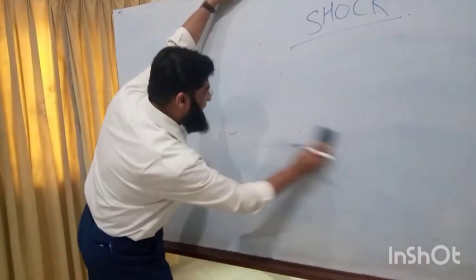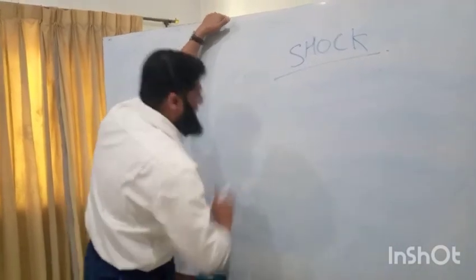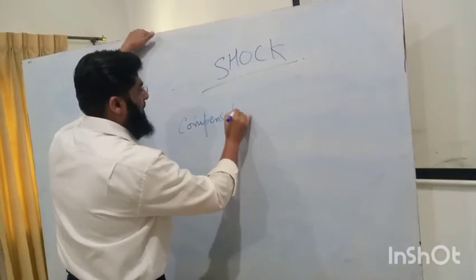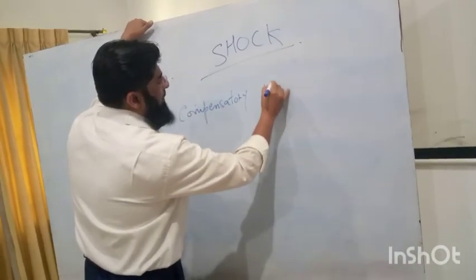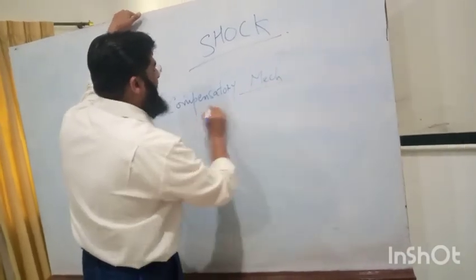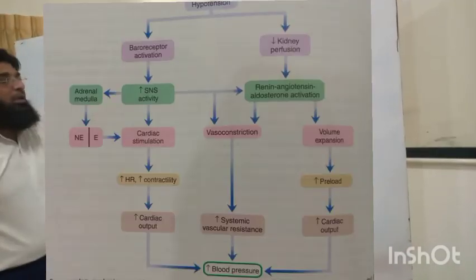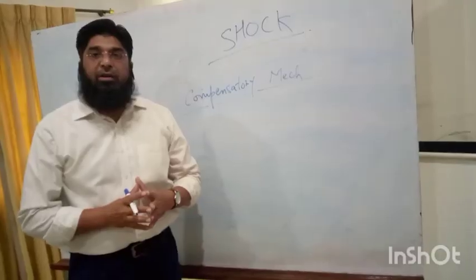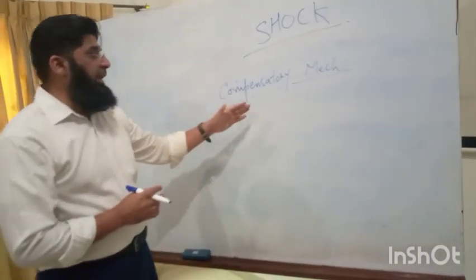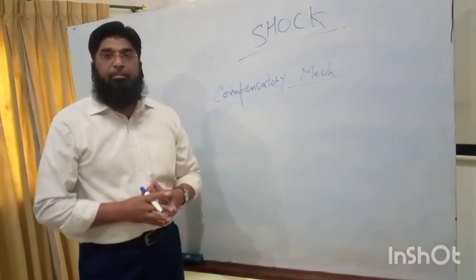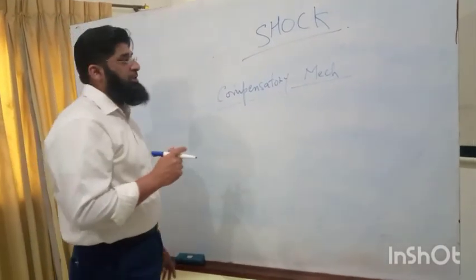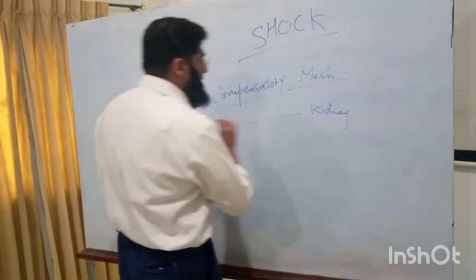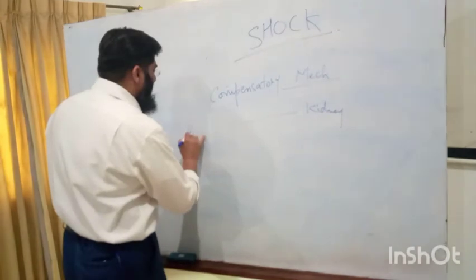Now students, we discuss compensatory mechanisms, which take place in the body to compensate in conditions of shock. There are 2 main compensatory mechanisms. Number 1, which acts at the baroreceptor level, and number 2, which occurs at the kidney level.